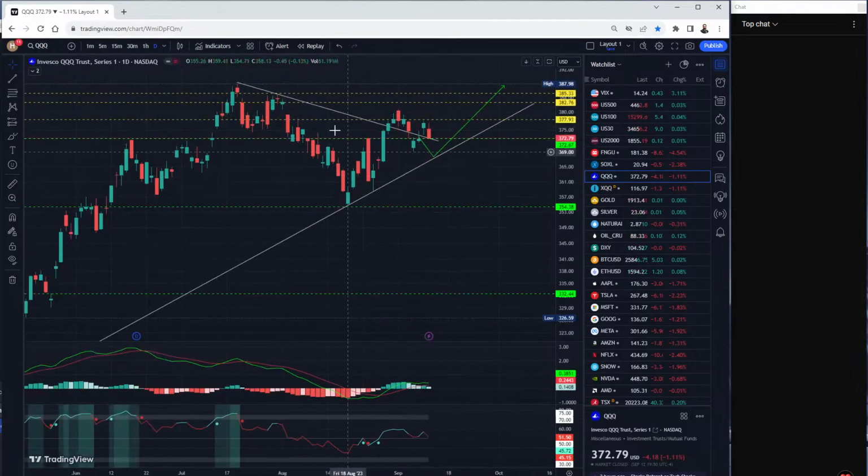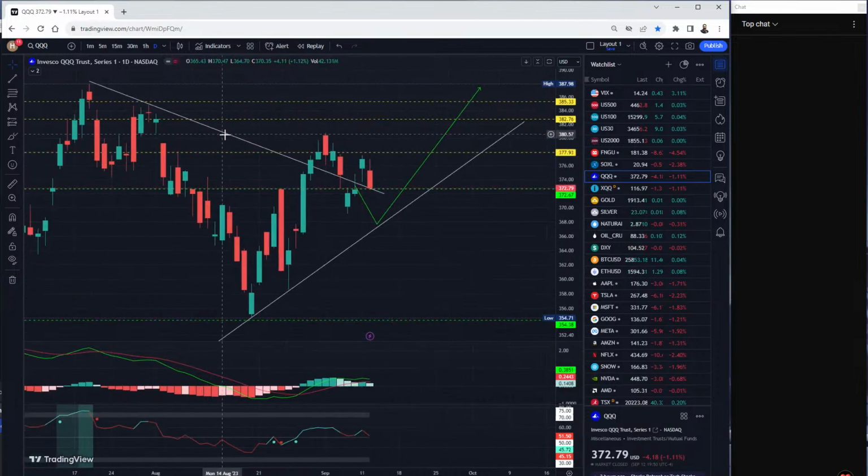You can see this was a downward sloping resistance. We broke out, then we broke down. Now we broke out and we're just doing a back test. Looks like you can see this white line. You can see my mouse. Looks like it's a back test.